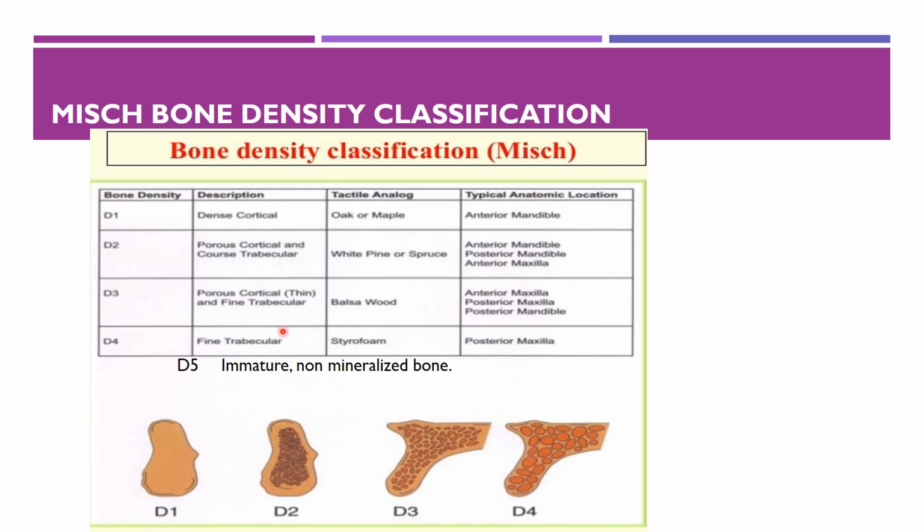Ideally speaking, D2 and D3 are ideal for implant placement, and D1 is more dense cortical, so the blood supply will be less, and it can lead to increased heat generation and necrosis. D5 is broadly not indicated for implant placement, whereas D4 in the posterior maxilla has lower success rates than areas of dense bone. The best results are always achieved when the bone-to-implant contact is intimate at the time of implant placement.